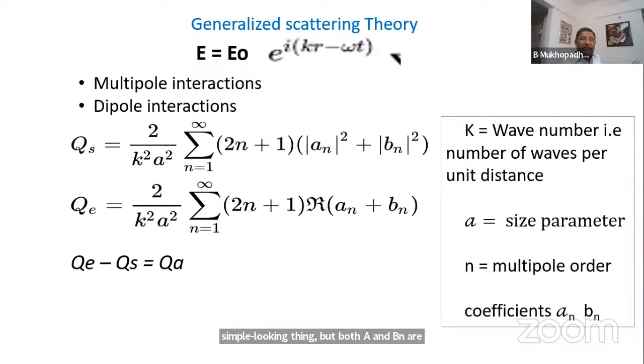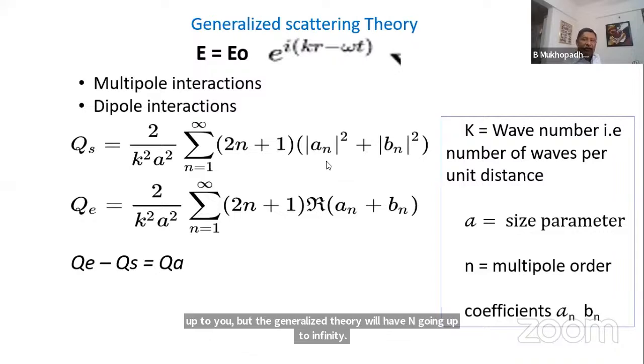Okay. When you take dipole interactions, how do you define the phenomena of scattering? It can be done by solving the electromagnetic equations through the medium. When you solve the interactions through the medium, you come across Legendre polynomials and Bessel polynomials. So these are functions that are infinite series. You can truncate them at any value of n. That means the number of multipoles that you consider can be limited, considering that the higher multipoles hardly contribute. It's up to you. But the generalized theory will have n going up to infinity. All right. So these are the coefficients that give this.